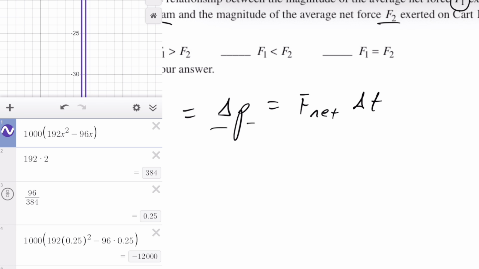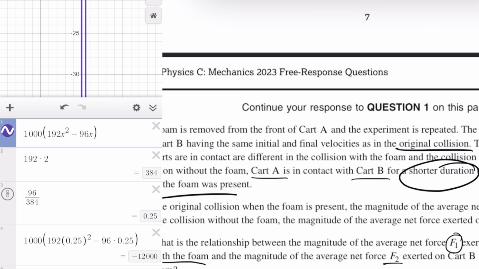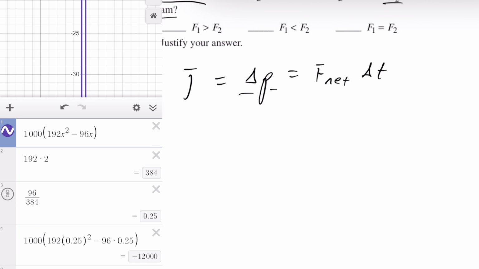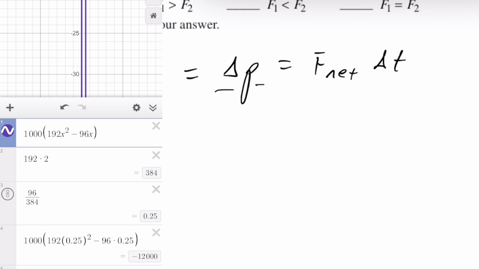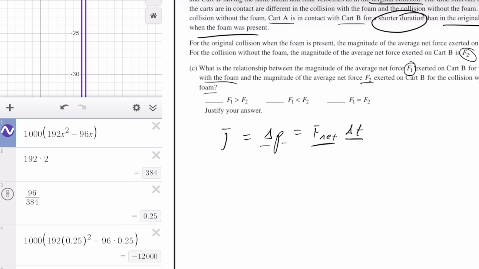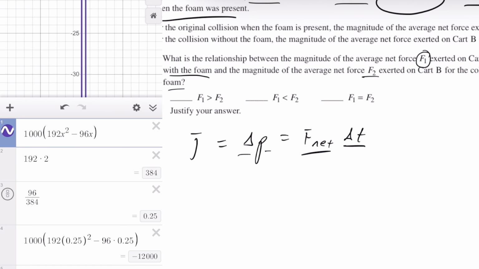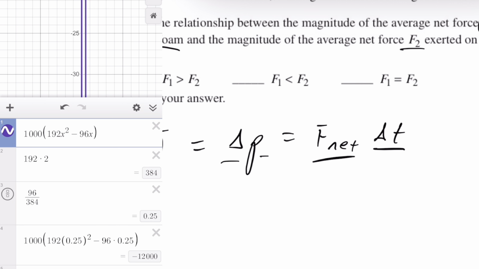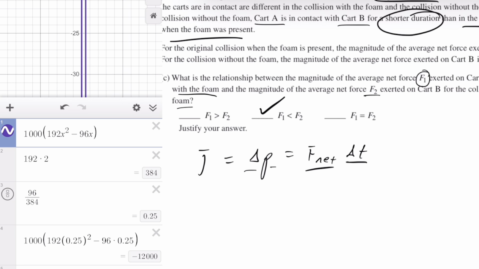So since the change in momentum in both scenarios, like it's set up here, has the same initial and same final velocities, which is what momentum is dependent on since mass isn't changing, delta P will be the same in both situations. For a shorter time duration, the force has to be bigger because if this one goes down, this one has to go up to account for the change. So that means that the force F1 on the collision with the foam has to be less than F2 without the foam. So I'll check that one.